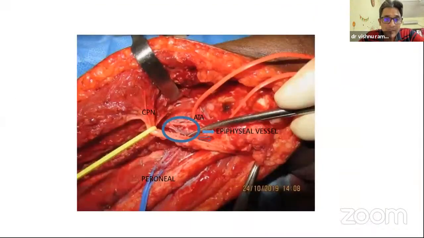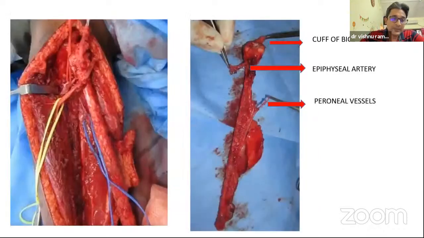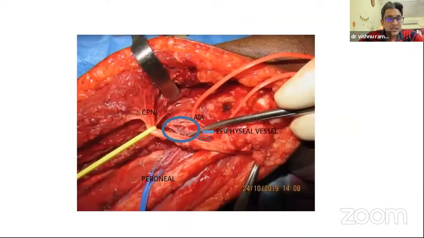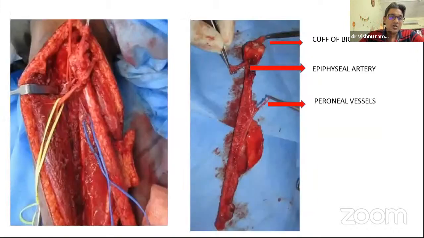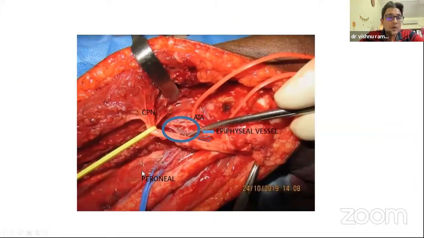Next slide. Here you can see the epiphyseal artery, where I've put the pointer. This is the anterior tibial artery, and this is the epiphyseal vessel coming out to supply the fibula physis. And this is the peroneal artery. So we have harvested the fibula based upon two pedicles: one is the peroneal pedicle, and we have also protected the epiphyseal artery.